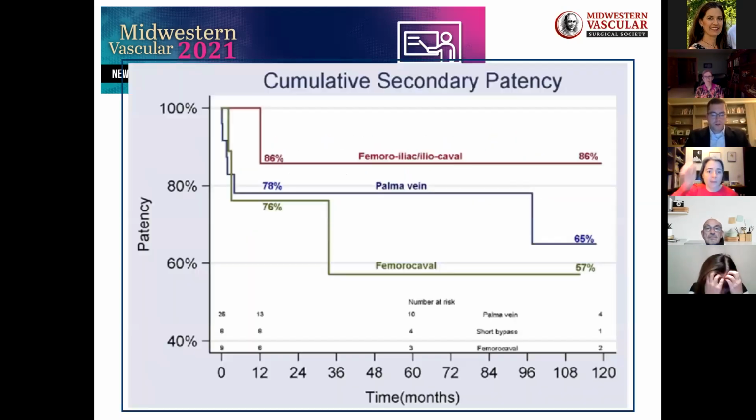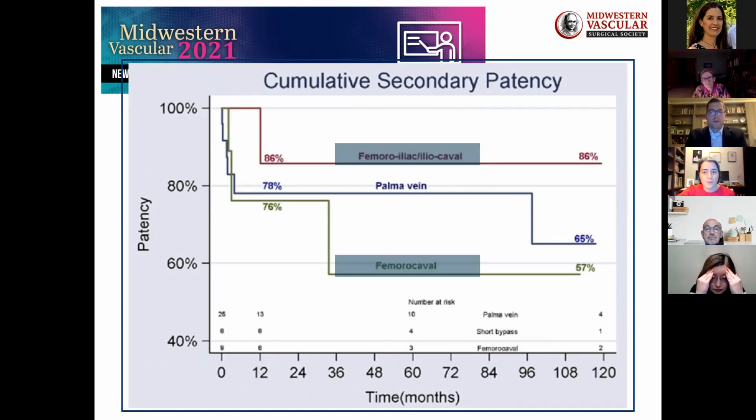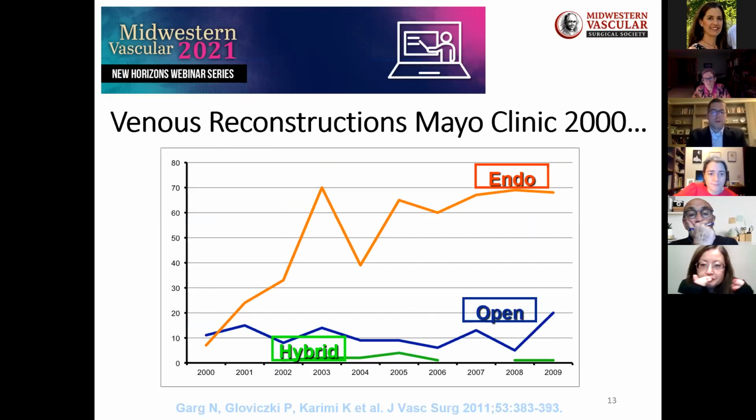The 5-year primary and secondary patency was 42% and 59% respectively. For palmar vein grafts, it was 70% and 78%. And then for femoral iliac and iliocable bypasses, it was 63% and 86%. And for femoral cable IVC bypasses, it was 31% and 57% respectively. The only factor that significantly affected graft patency in multivariate analysis was May-Thurner syndrome with an associated chronic venous thrombosis.